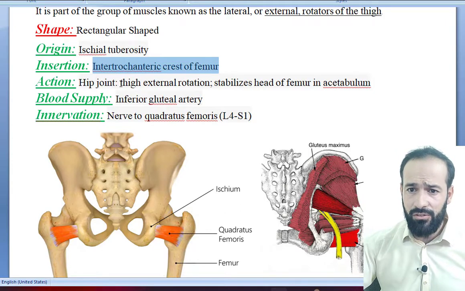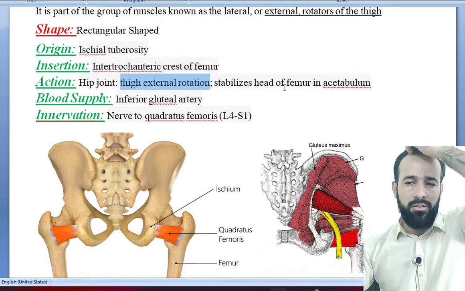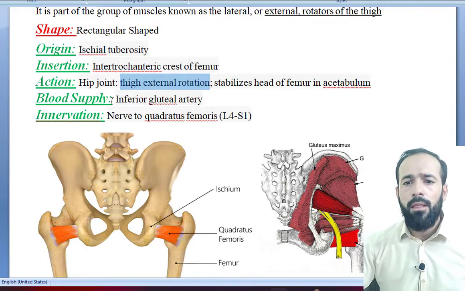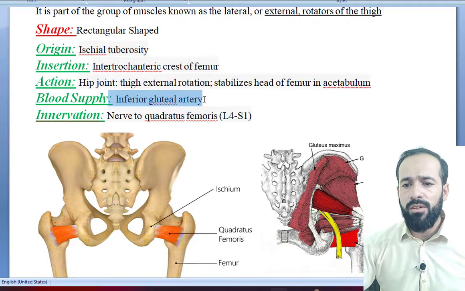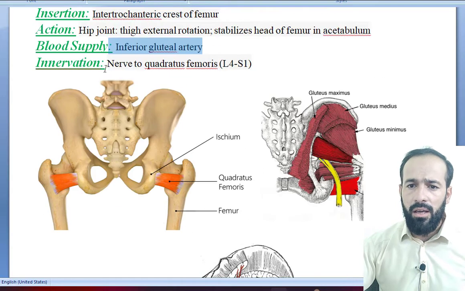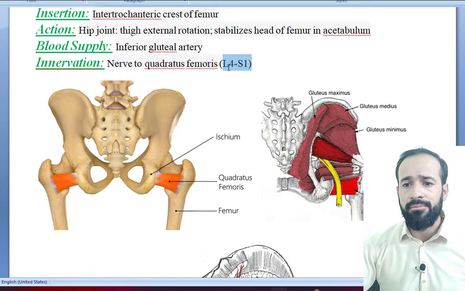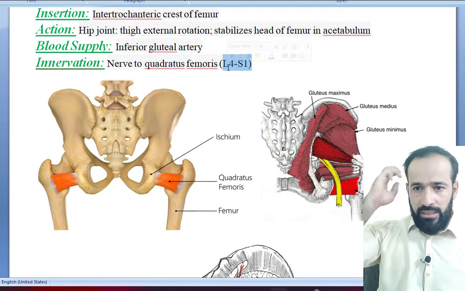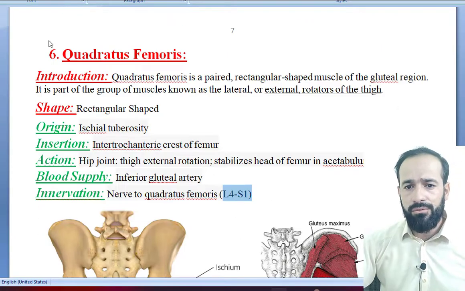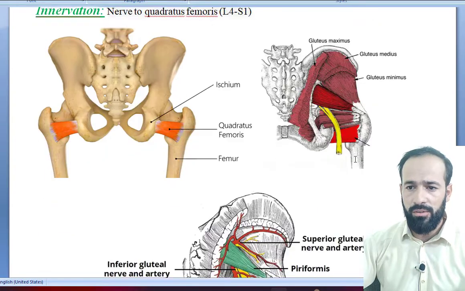What are its actions? It causes external rotation of the thigh, yes, and stabilizes the head of the femur in the acetabulum, okay. Its blood supply comes from the inferior pudendal artery, and its innervation is the nerve to quadratus femoris, which comes from the L4, L5 and S1 branches, right? So friends, this was the detail of the quadratus femoris muscle.